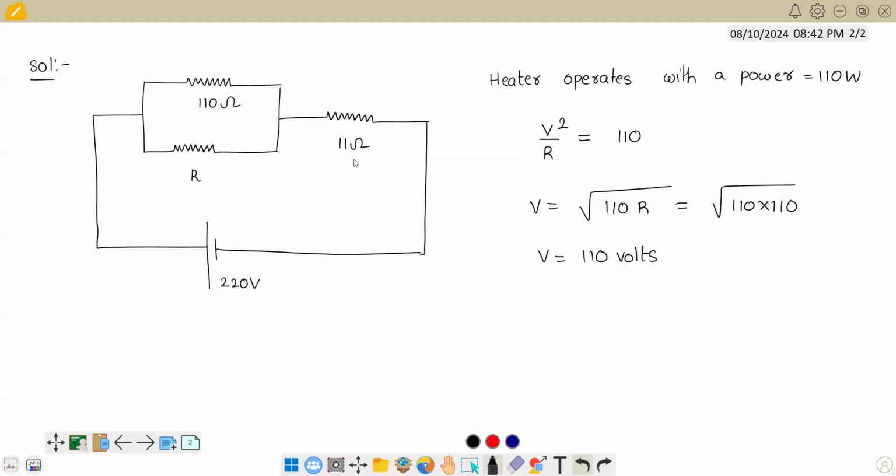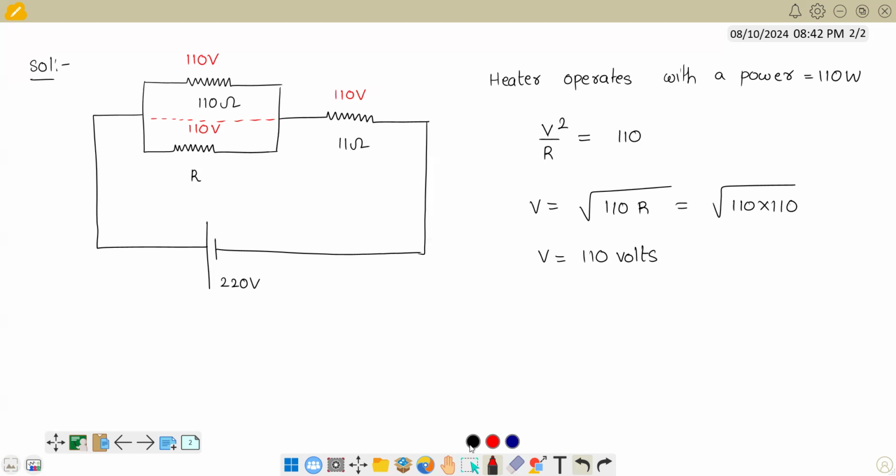so the same thing we can use it here. If this is taking 110 volts, since it is in parallel, it's like this entire thing together is taking 110 volts. If this entire setup takes 110 volts, this one has to take the remaining 110 volts because total is 220 volts. So this one also would be 110 volts.